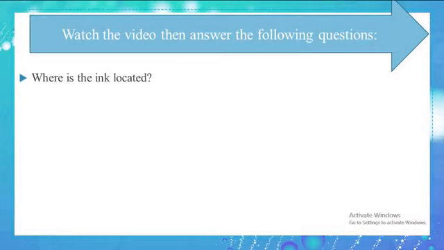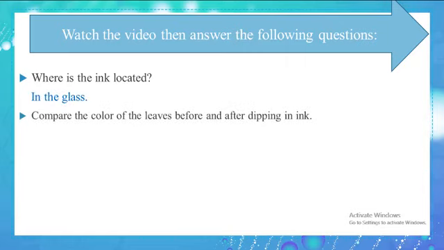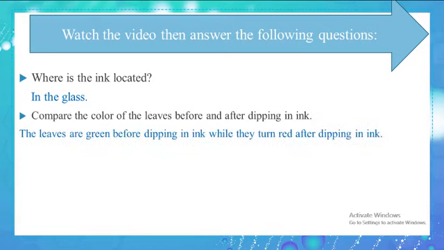Where is the ink located? Where was the ink put in the video? Where did you see the ink? In the glass. Compare the color of the leaves before and after dipping in the ink. What was the color of the leaves before dipping in the ink? What happened to this color? Did it remain the same or did it change? The answer is the leaves are green before dipping in ink while they turn red after dipping in ink.